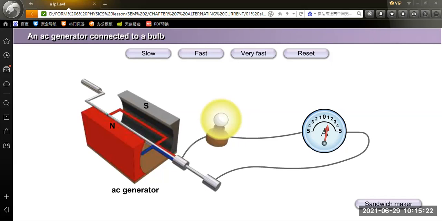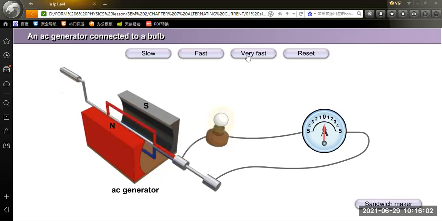Ladies and gentlemen, how about if the motion changes faster? When the motion is faster, we notice that the speed of deflection increases. The bulb also lights up. Actually, it lights up, lights off, lights up, lights off alternately. But due to the change of the amplitude, it lights up again.